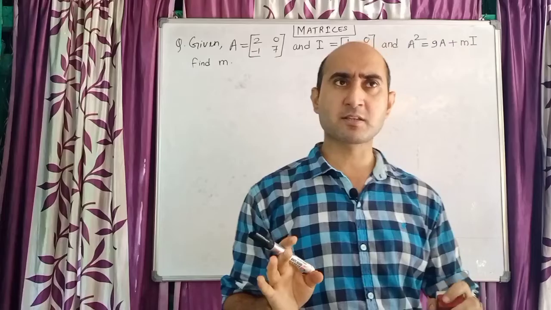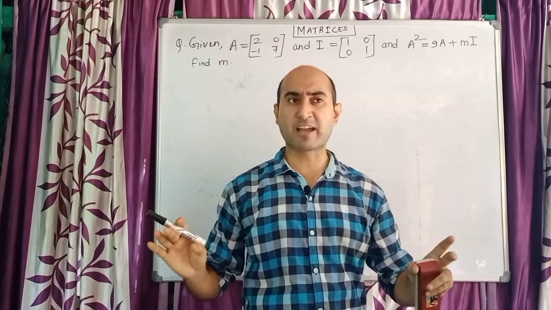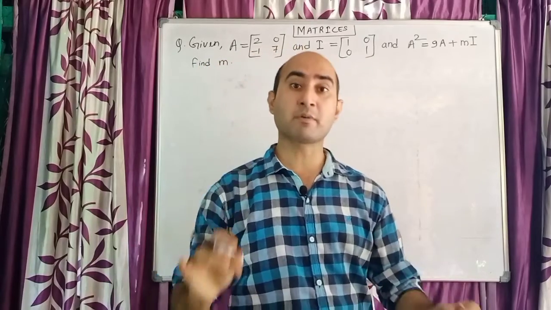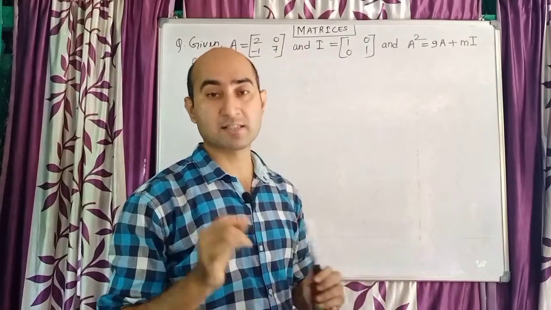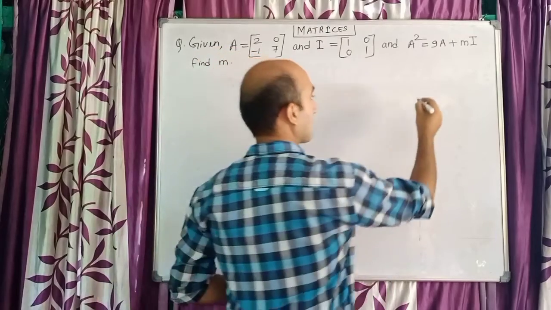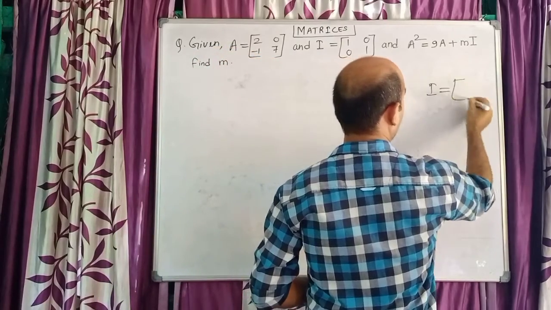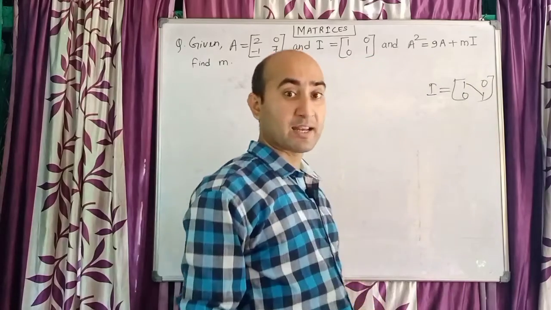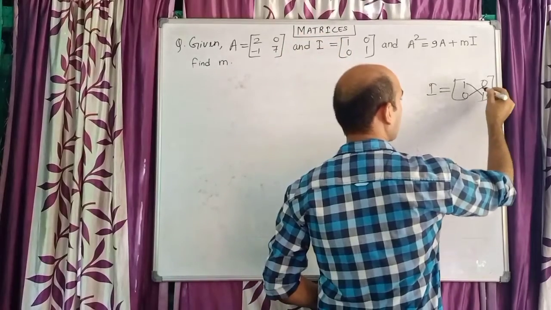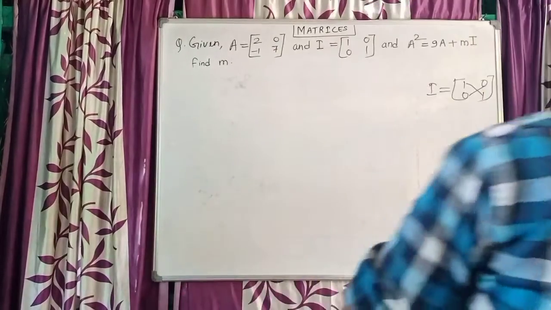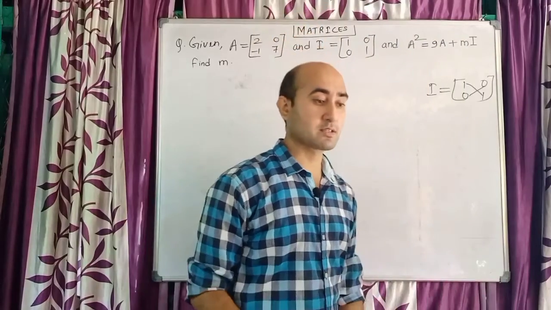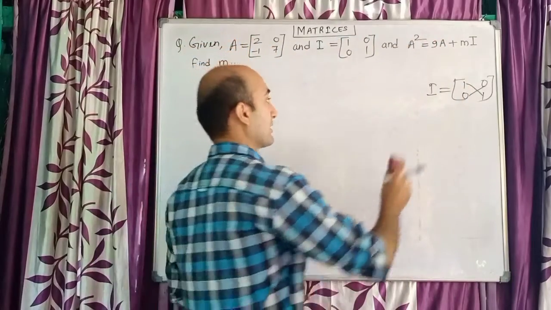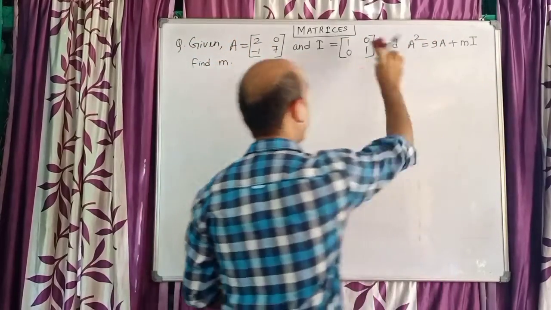Sometimes the identity matrix value may not be given. But here they have given it; even if it is not given, please remember the value of I, the identity matrix, that is [1, 0; 0, 1]. That means one diagonal will be 1 each, the other diagonal will be 0 each. Such a matrix is called an identity matrix.